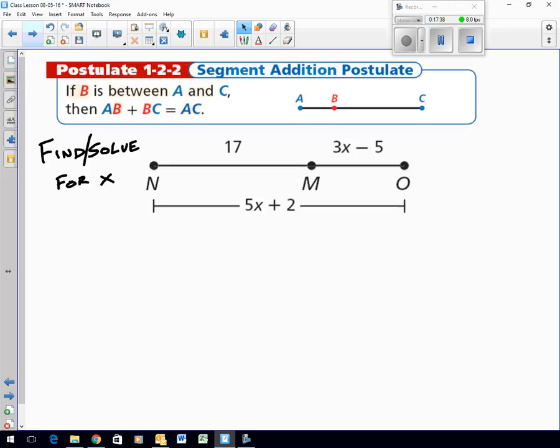I see some good stuff. I'll help you out. Here's kind of how I do it. Okay, it's about a minute to think through the problem, right? If you got this far on your own, that's great. If not, let me show you how I'd set this up if I were in your shoes. N to M is 17 plus M to O, 3x minus 5, has to equal the entire distance from N to O, which is 5x plus 2. All right? So hopefully you got that far on your own. If not, correct your work. That's how you should set it up. And then from there, you play everybody's favorite math game, solve for X.